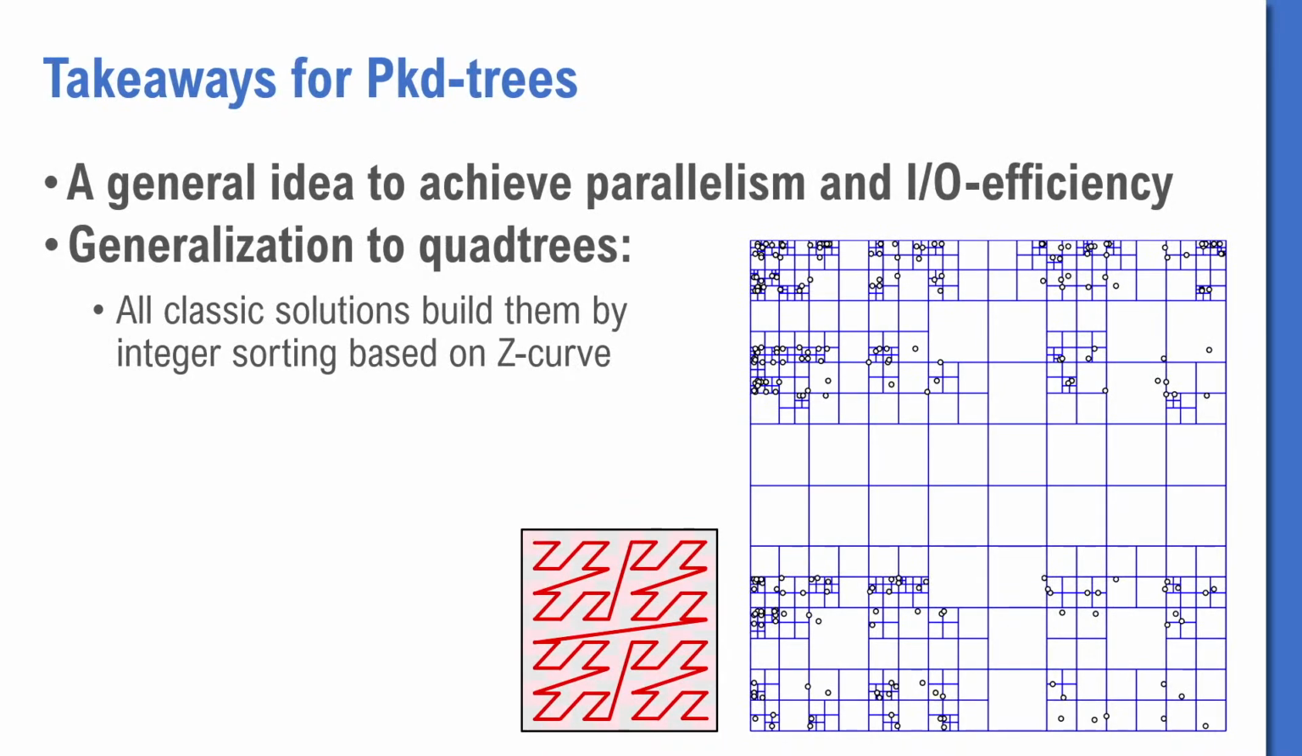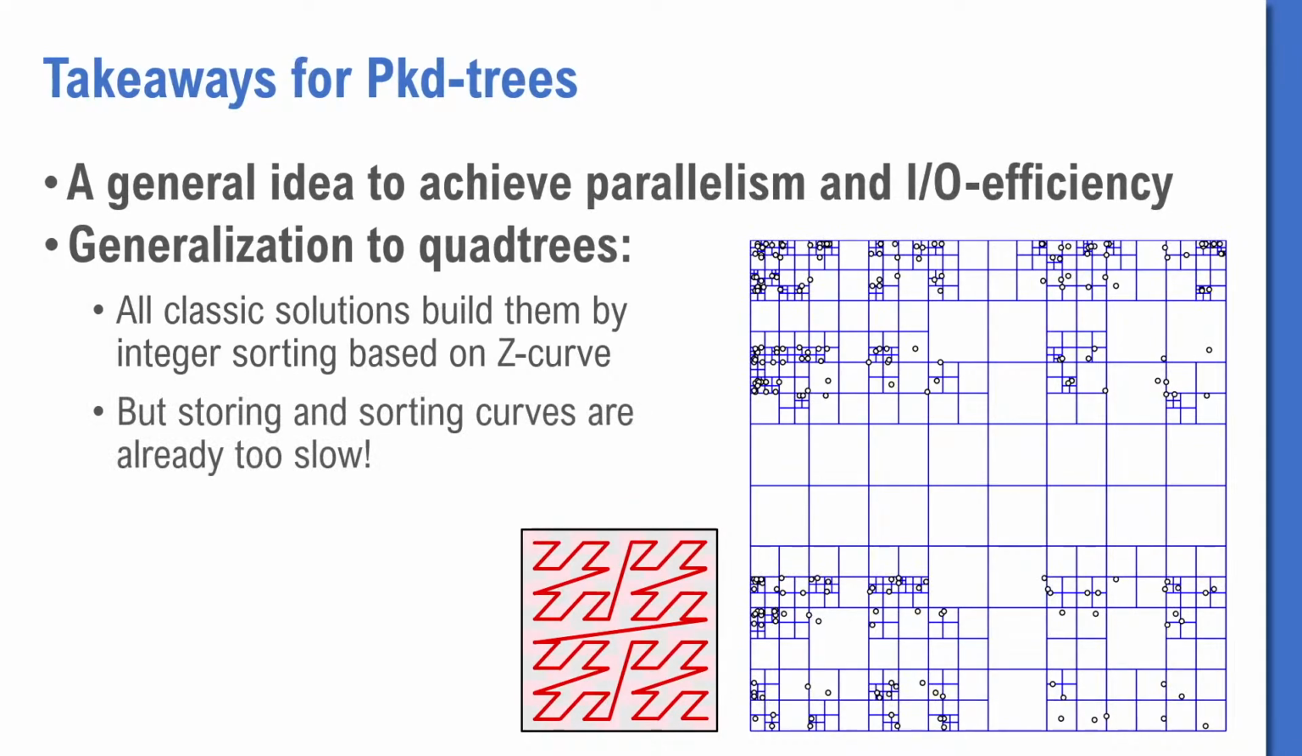And then once we have the PKD tree, we compare to these constructions, and we realize that storing and sorting these curves are already too slow. Okay? We do some back-of-the-envelope calculation and realize there's no way you can make the sorting-based solution faster than PKD tree, even though PKD tree is a balanced tree, generally considered higher quality, unless you're doing the uniform data.